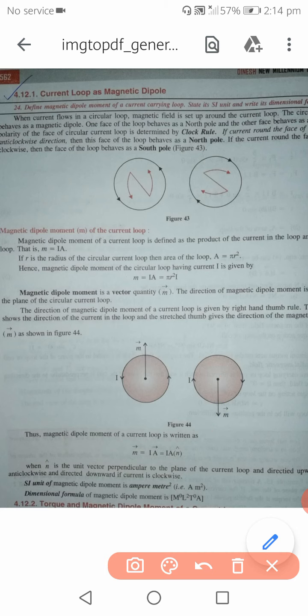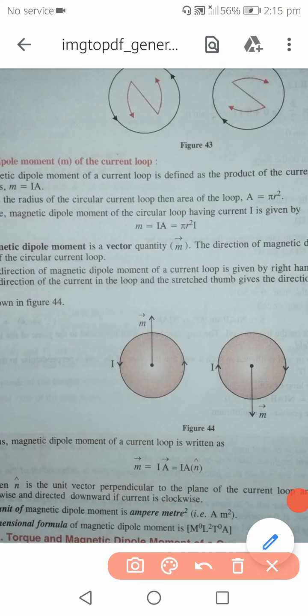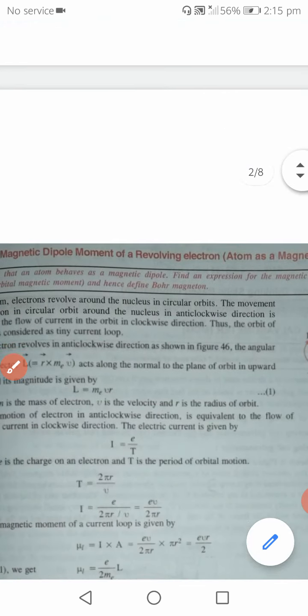Now the magnitude of M is the product of the current flowing through the loop and the area of the loop. The product of area and current gives us the magnetic moment, and the area can be written as pi r square. So I into pi r square gives us the magnetic dipole moment. About the direction I told you. The unit of magnetic dipole moment is ampere meter square, and the dimensional formula is this one. Remember this. Next let us move to the next topic.